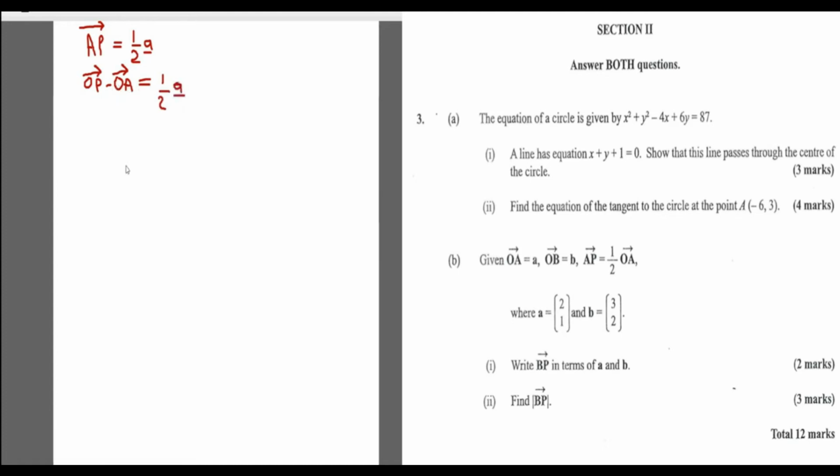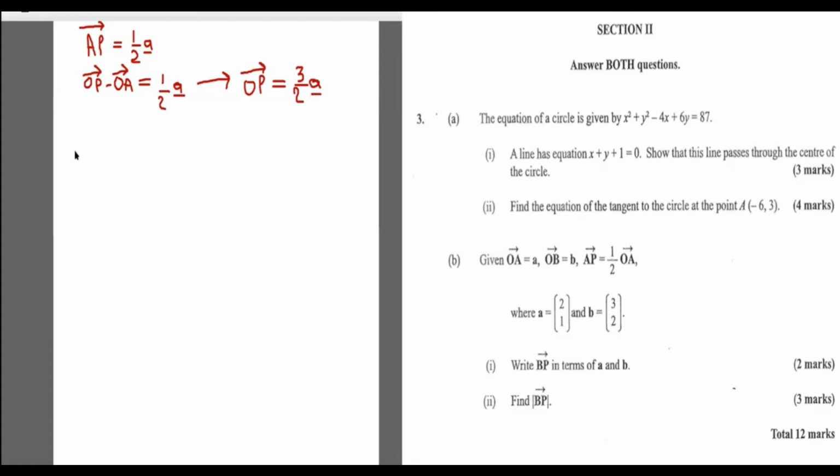So now if we add OA to both sides, that will then tell us that vector OP is equal to, now remember OA is just A. So it's a half A plus A. And so vector OP is 3 over 2A. All right, vector OP is 3 over 2A because OA right here, remember OA is just A. So that's OP, 3 over 2A.